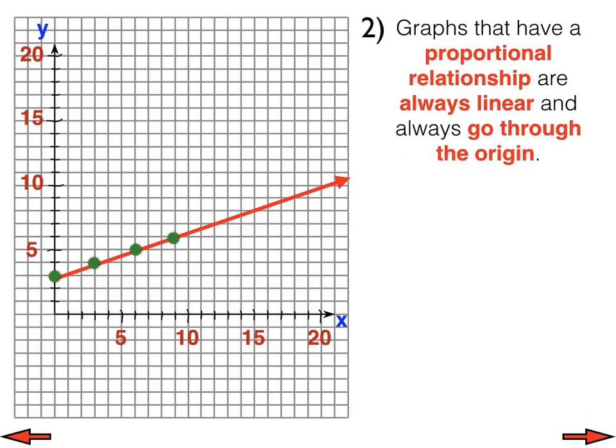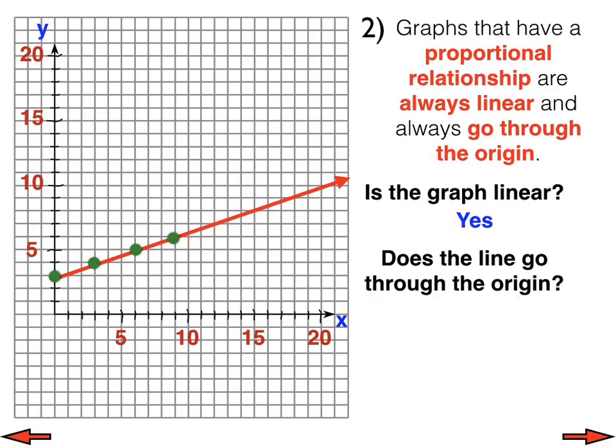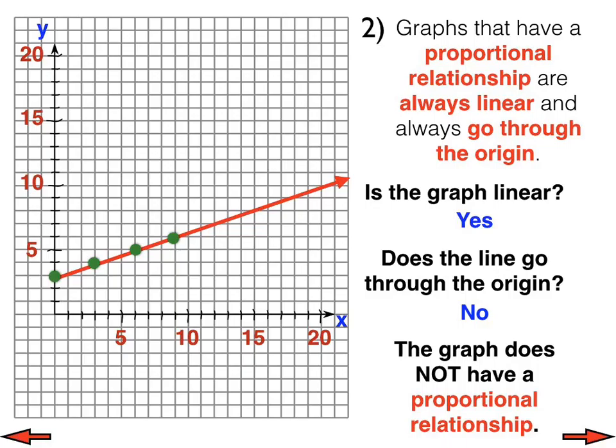Okay, so now looking at number 2 on your notes, I want to know if this graph has a proportional relationship? So you're going to ask yourself those two questions. Is it linear? Yes or no? Yes. It's a straight line. Is it going through the origin? No, it's not, because if you can see closely here, here is the origin. The line doesn't even touch it. It doesn't go anywhere near it. It does not go through it. And since it's not going through the origin, this is not a proportional relationship. It has to be yes for both things.